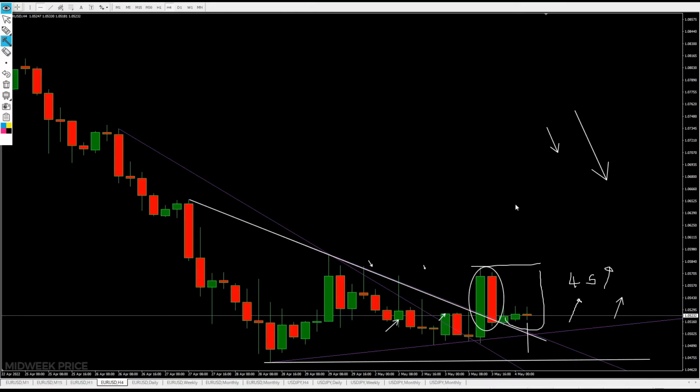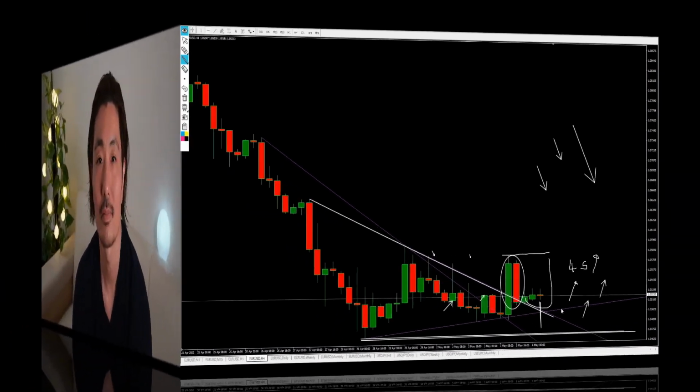Okay, so again, I'm only looking for short entries at this point, and the only way I'll take a long entry is if I get a nice pullback to that stop loss level right here, and moreover only after the NFP is released. Okay, so that's it for the midweek analysis.